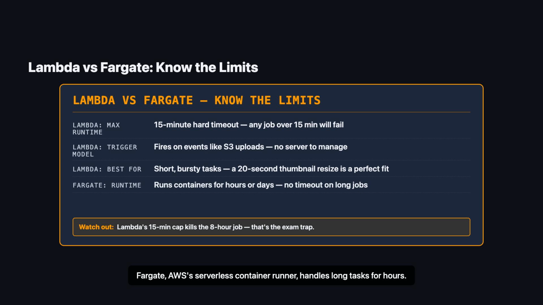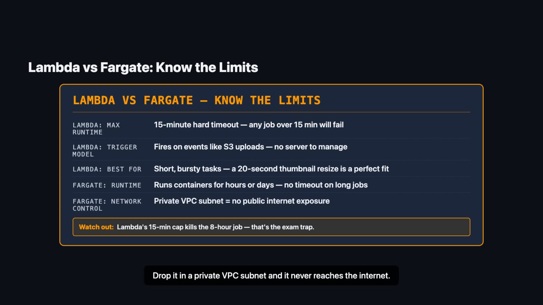Fargate, AWS's serverless container runner, handles long tasks for hours. Drop it in a private VPC subnet and it never reaches the internet. Lambda for the quick burst, Fargate for the marathon.